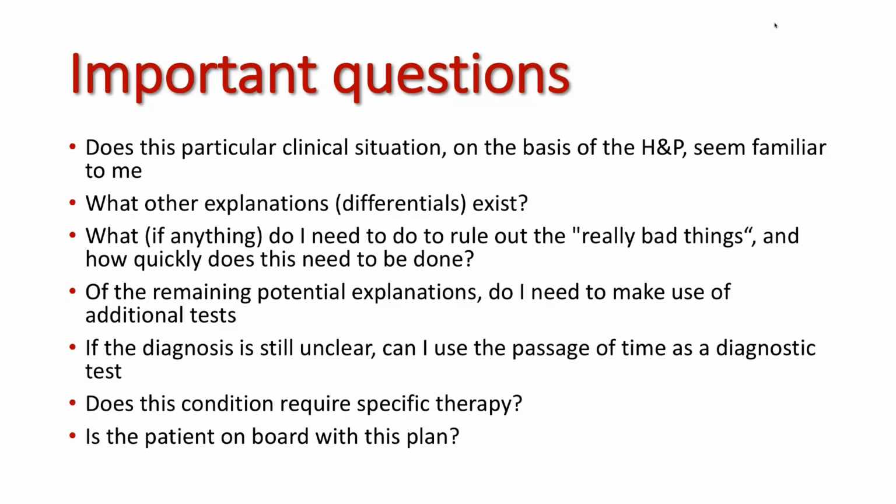But at the same time, you must ask the second question as well. What are the other possible explanations in this situation? For example, is there a possibility that something else could explain the same constellation of clinical features? For example, could it be obstruction of the bronchus, which has given rise to post obstructive collapse consolidation, and so on? Then the third question: what, if anything, do I need to do to rule out the really bad things, and how quickly does this need to be done?